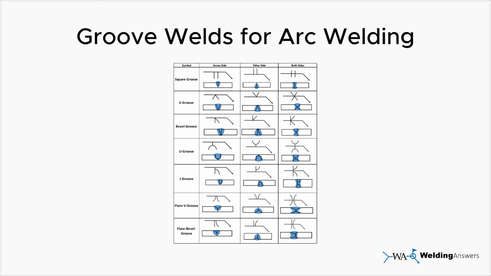This figure illustrates 7 kinds of groove welds frequently encountered in arc welding, showing all 3 possibilities for symbol placement: arrow side, other side, and both sides, along with a graphical representation of the joint itself. Pause the video and take time to study the symbols and weld placement based on the symbol location.